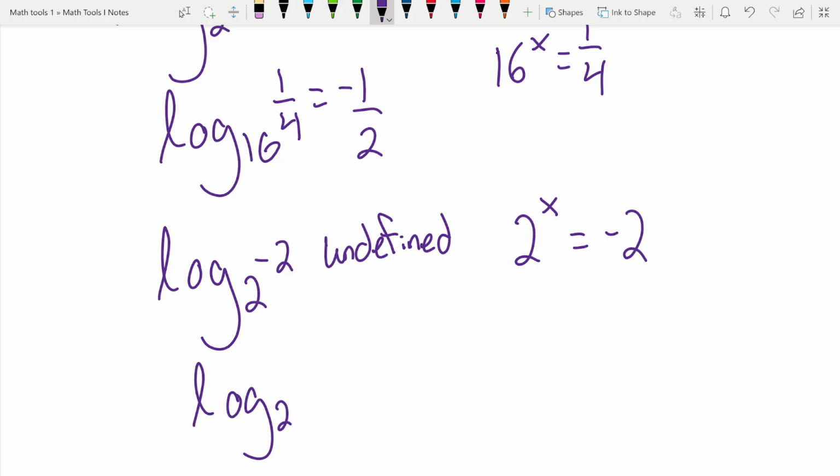We'll get a similar thing with 0 here. We're saying 2 to what power equals 0. Again, the most likely candidate would be 0, but 2 to the 0th is equal to 1. So this is also undefined. There's no number that we can put in for an exponent that will give us 0.